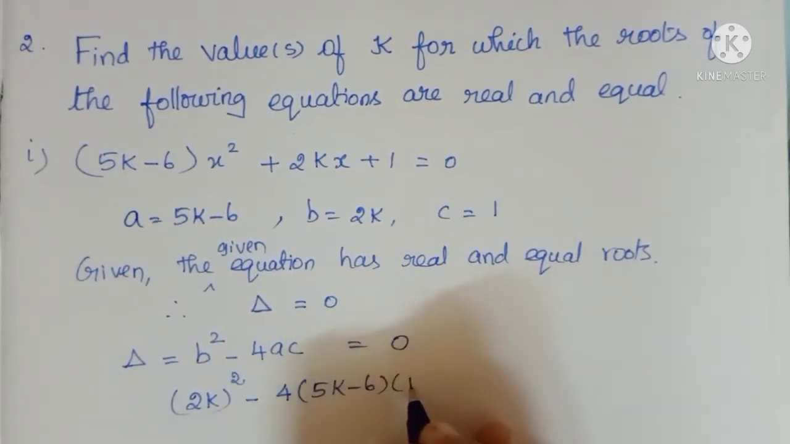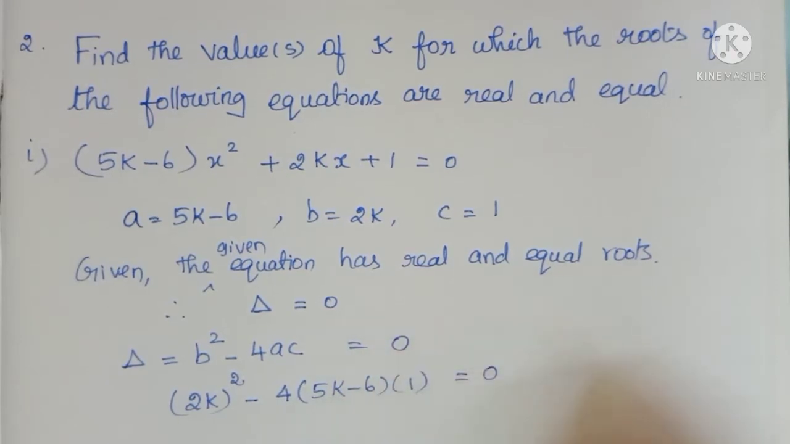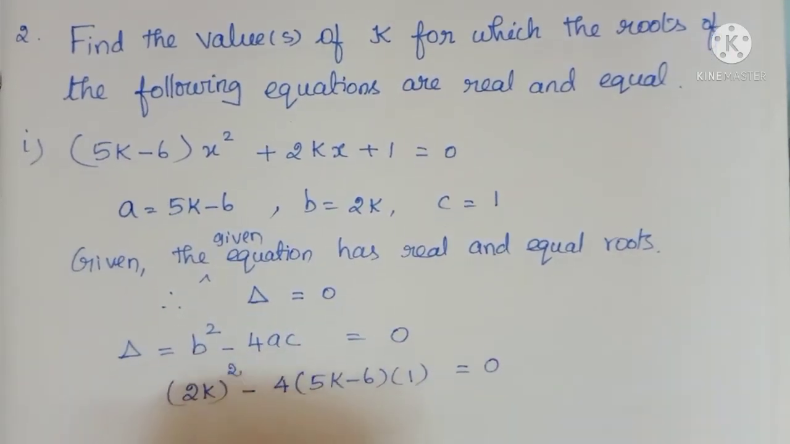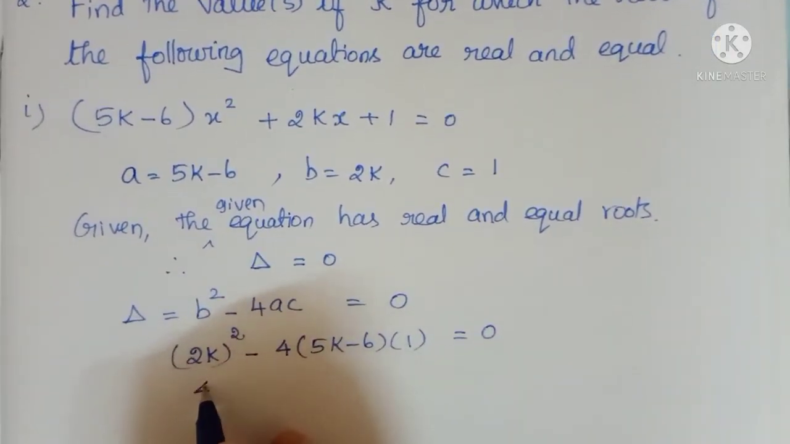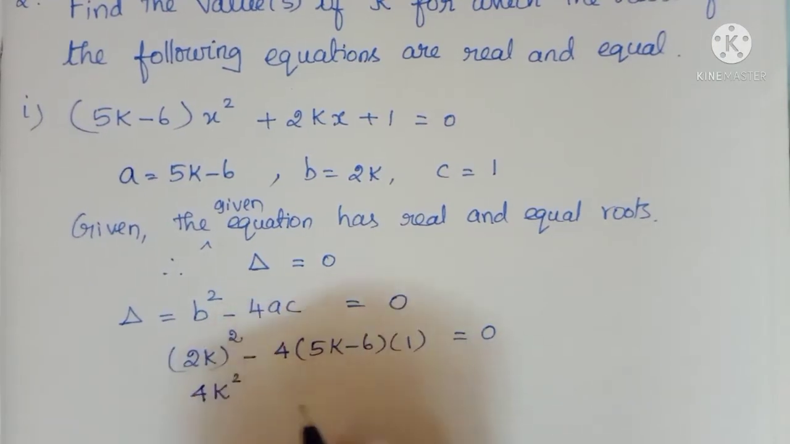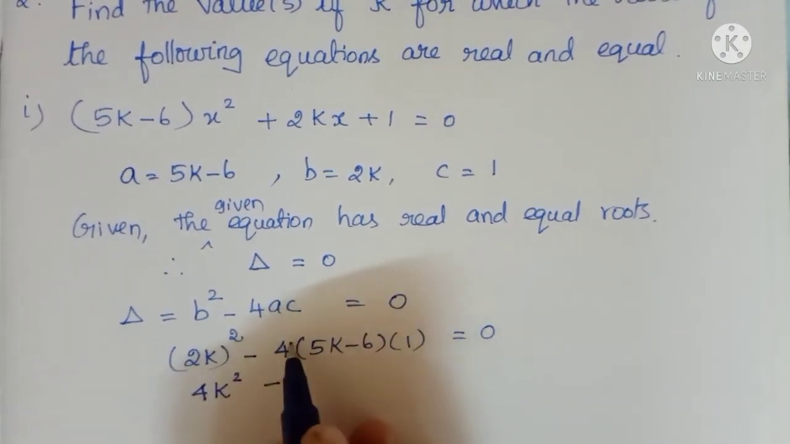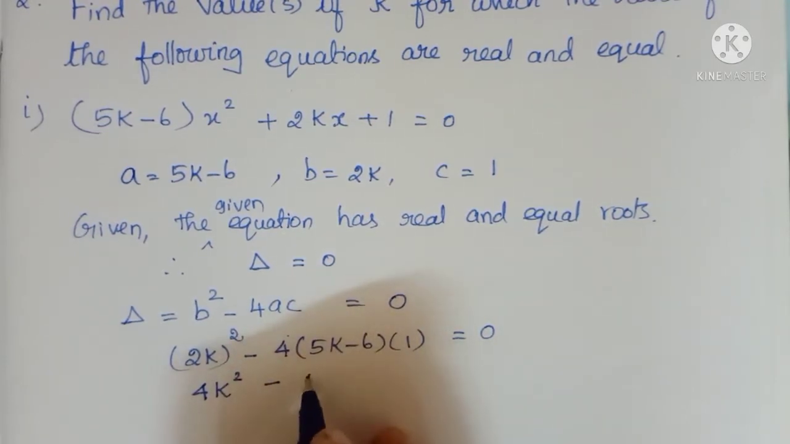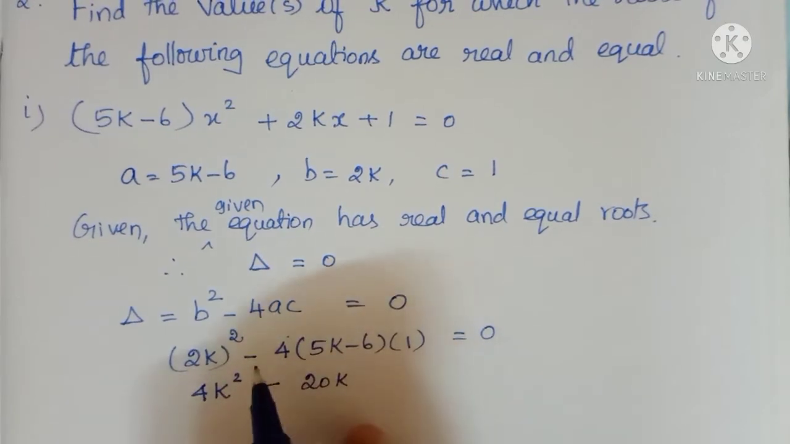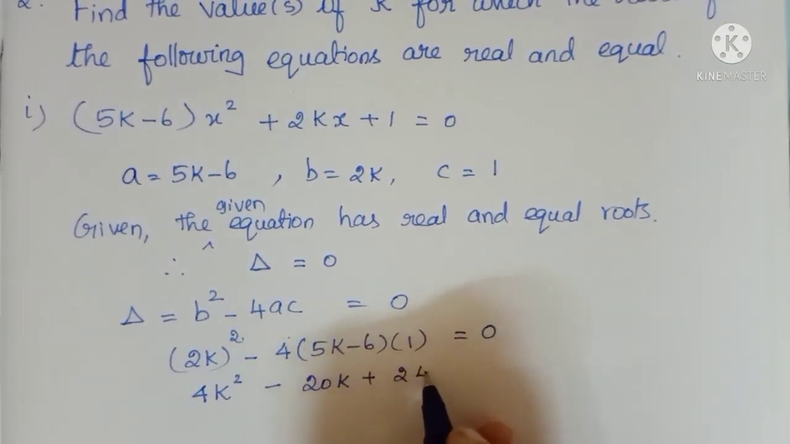C value is 1. So into 1, that is equal to 0. Okay. Now 2k the whole square is what? 4k squared. 2 squared is 4. K the whole square is 4k squared. Minus. Now I am going to multiply 4 inside. So before that 4 into 1, 4. So 4 multiply inside means you will get 20k. And here minus into minus plus 4 6 are 24.